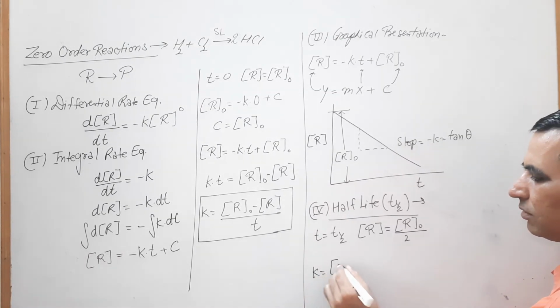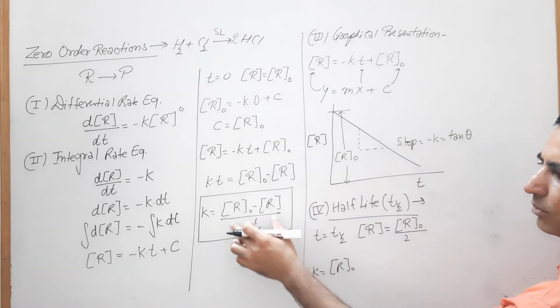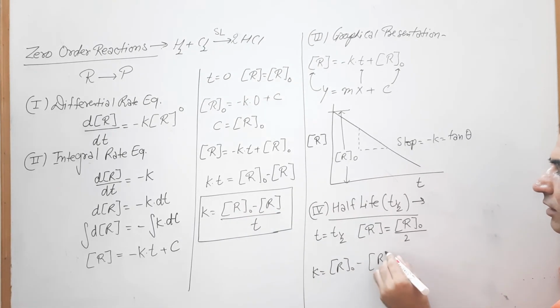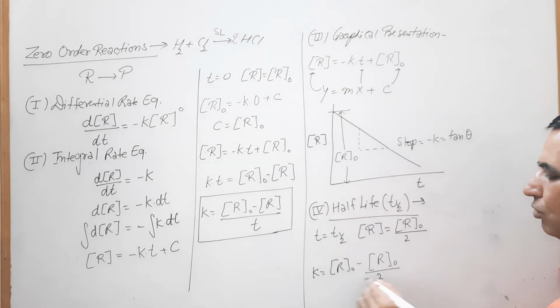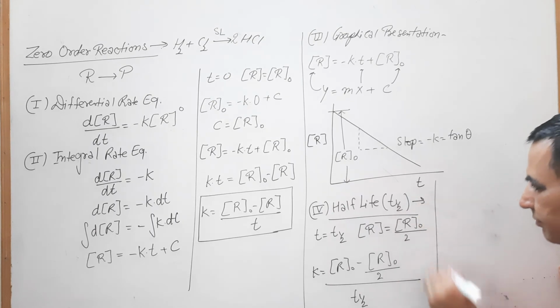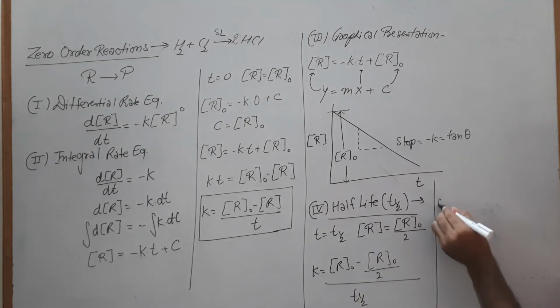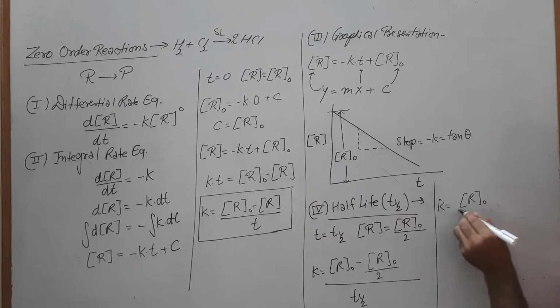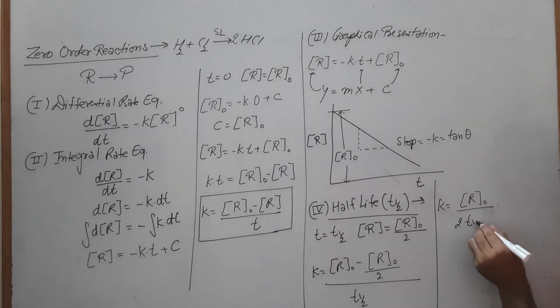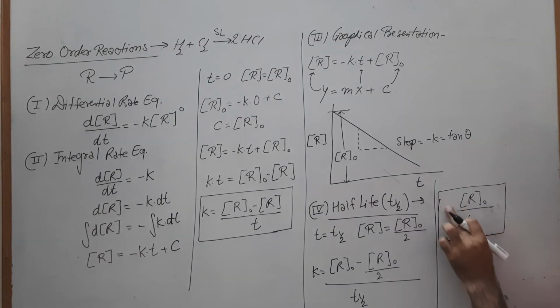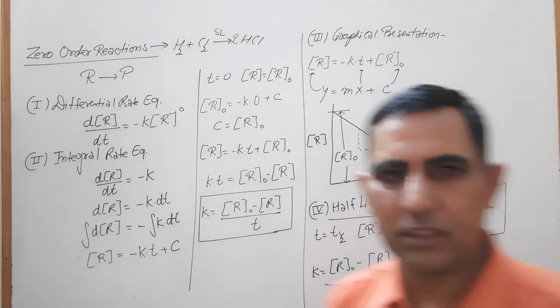We know the formula k equals R0 minus R by t. In this formula we put these values: instead of R we place R0 by 2, and instead of t we place t half. When we calculate it, k equals R0 by 2 t half. This is the half-life equation for a zero order reaction.